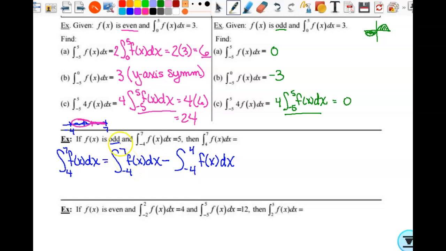Now, they give me this part. This is 5. This is equal to 5 minus, and then if it's odd, and I'm integrating from negative 4 to 4, what's this integral? 0. So my answer is 5. Do you see how to manipulate those to split them up? Because we're going to have to split them up, put them back together, depending on what we're trying to do with all this.